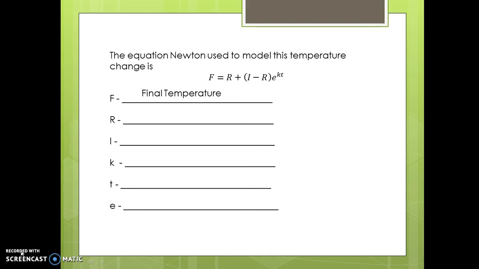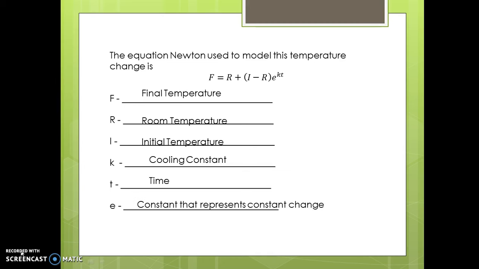So F is the final temperature of your liquid or object that you want it to be. R is the room temperature or the environment's temperature around the object. I stands for the initial temperature of the object. K is a cooling constant, because it's obvious that things will cool at different rates. A pie is going to cool differently than a souffle, which will cool differently than tea that you make.